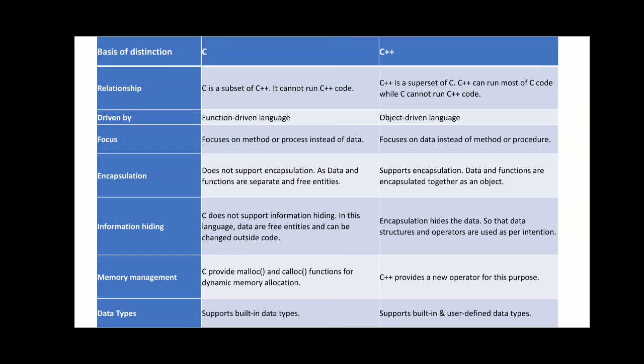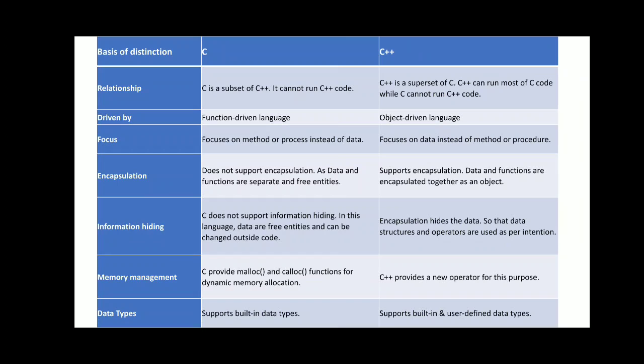So, relationship: C is a subset of C++, so it cannot run C++ code. C does not run the C++ code, whereas C++ is a superset of C. So C++ can run most of the C code, while C cannot run the C++ code. C is a function driven language, whereas C++ is an object driven language.